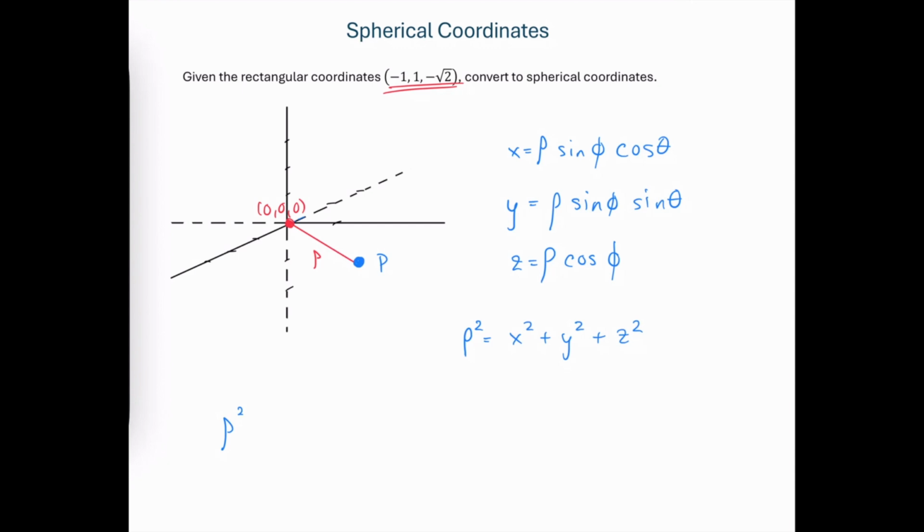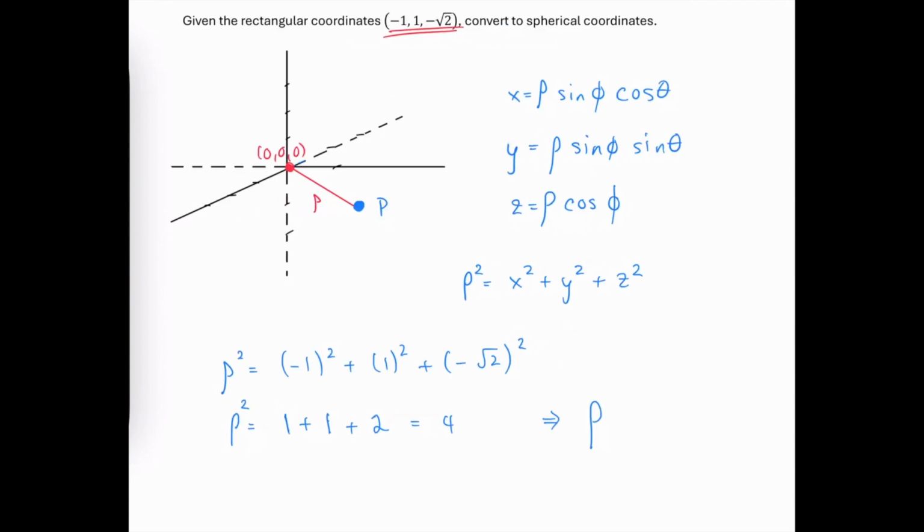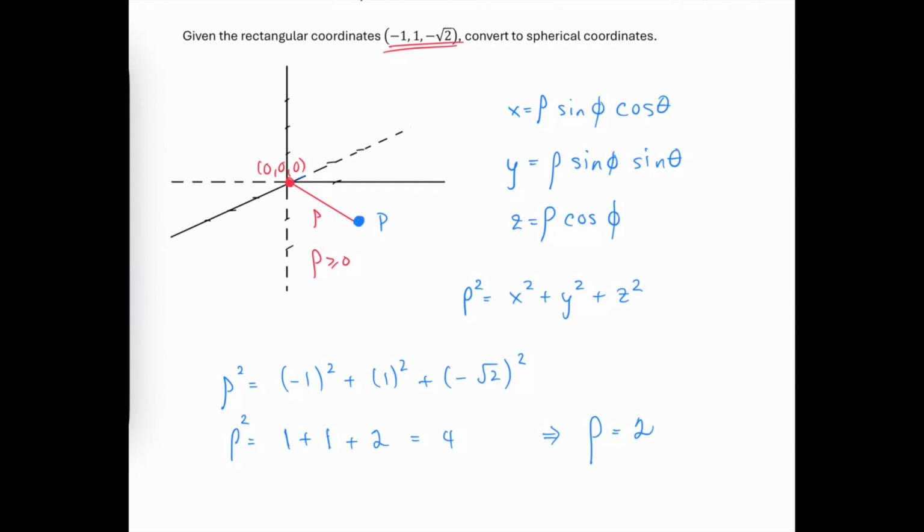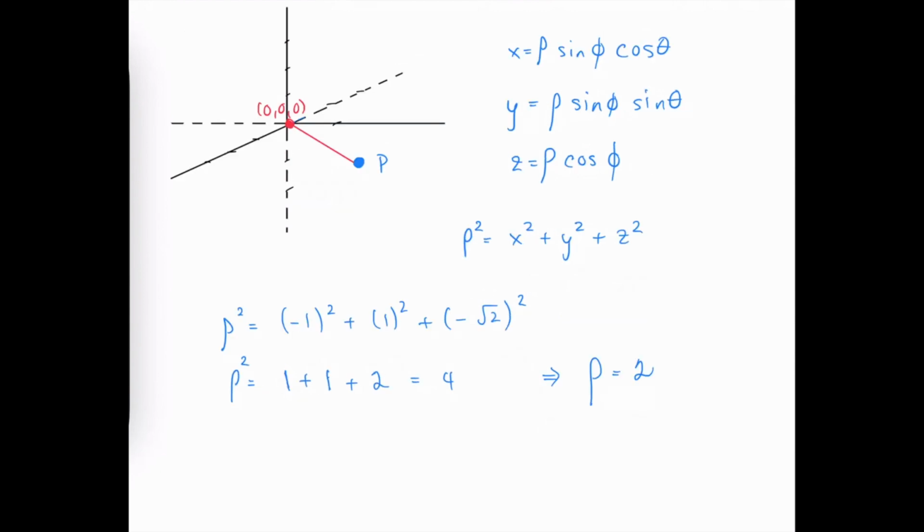And rho is actually the first thing we'll calculate. So rho squared is this x squared plus y squared plus z squared. So we get rho is equal to positive 2. Remember, rho is always a positive value, so we don't get the plus minus when we take the square root of both sides. So our ordered triple in spherical coordinates is going to be determined by rho, theta, phi, and right now we already know what the rho value is, so let's say that is 2. Now we need to determine theta and phi, and let's go for theta next.